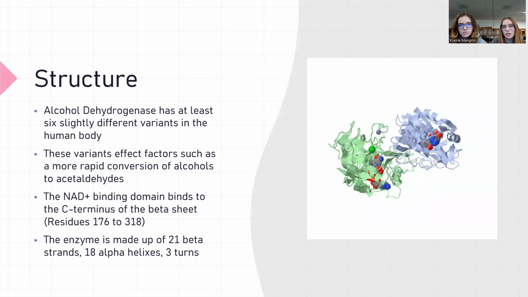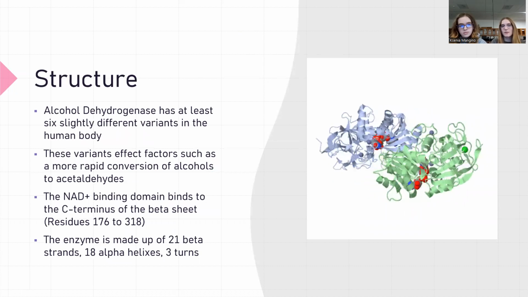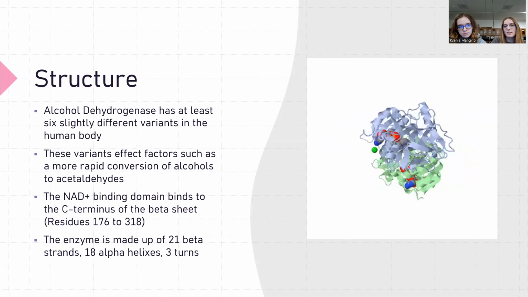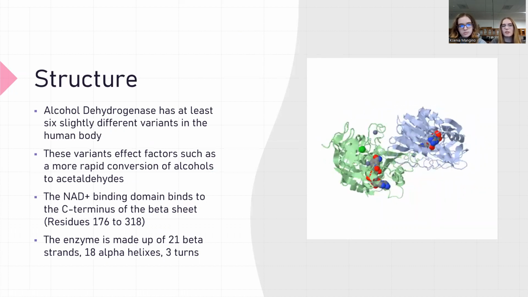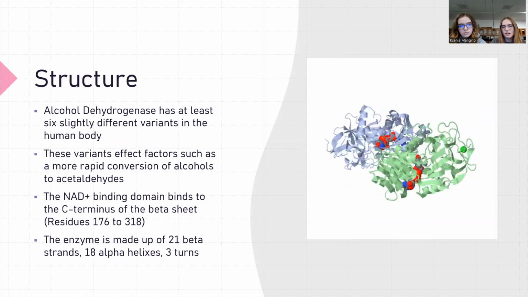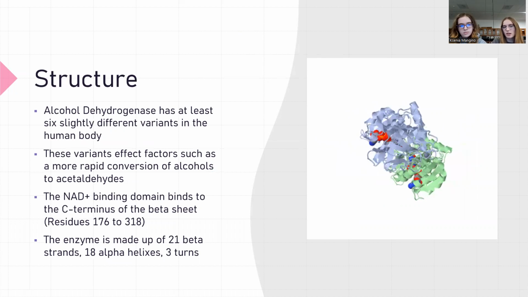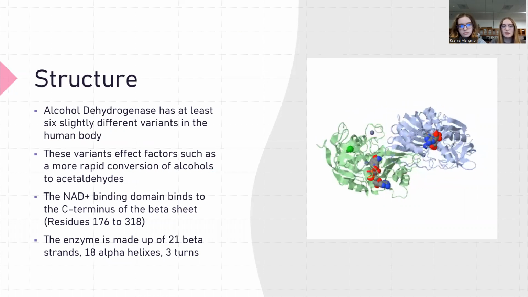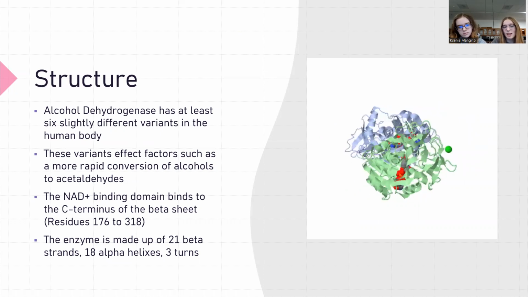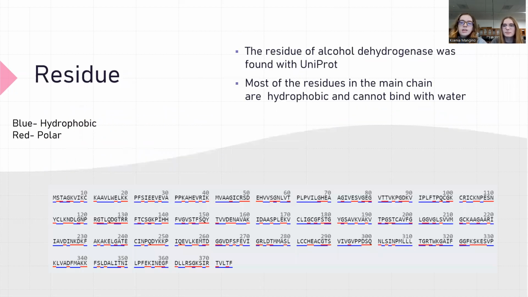The structure of alcohol dehydrogenase has at least 6 slightly different variants in the human body. These variants affect factors such as a more rapid conversion of alcohols to acetaldehydes. The NAD plus binding domain binds to the C terminus of the beta sheets, of residues 176 to 318. The enzyme is made up of 21 beta strands, 18 alpha helices, and 3 turns. The residues can be seen below, and the residues of alcohol dehydrogenase were found using UniProt. All of the amino acids underlined in blue are hydrophobic, and those underlined in red are polar. Most of the residues in the main chain are hydrophobic and cannot bind with water.